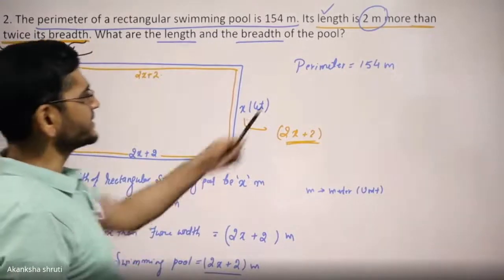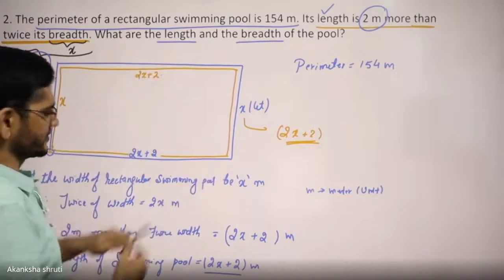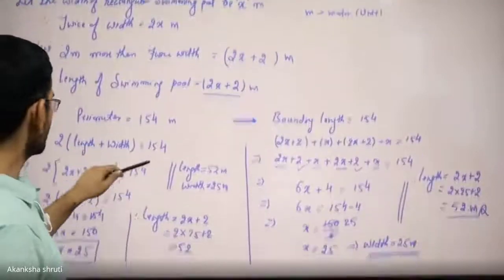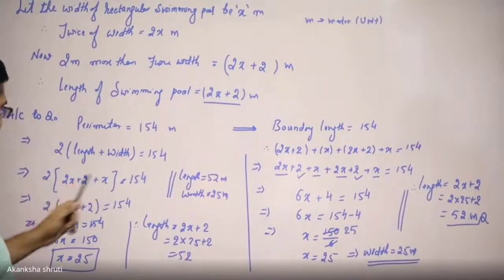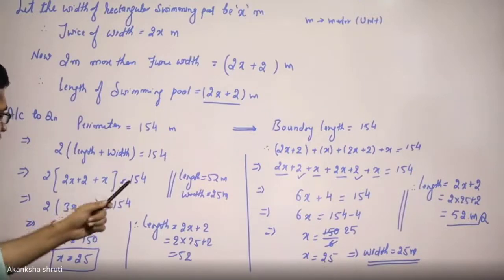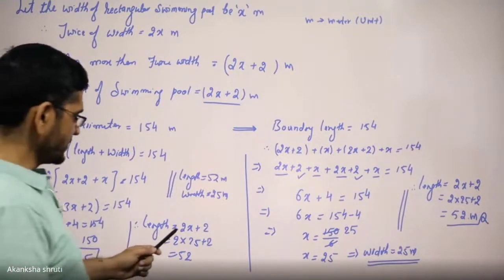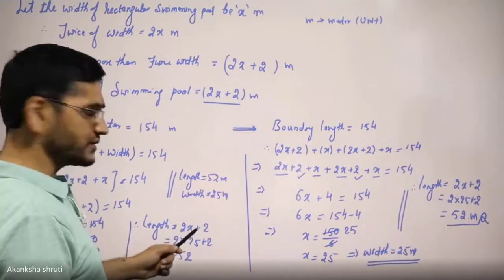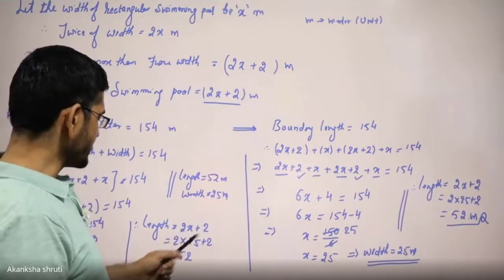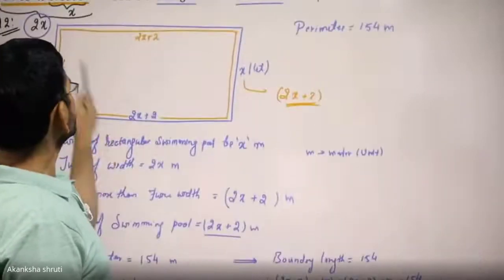Now it is the perimeter. Perimeter is twice the sum of the length and breadth. In that formula we have just substituted: twice length and width. So length is 2x plus 2, width is x, so twice that, equal to 154, and x was calculated as 25. This is the width that we have calculated, but for the length you have to substitute in the length expression, 2x plus 2, substituting 25, it comes as 52.